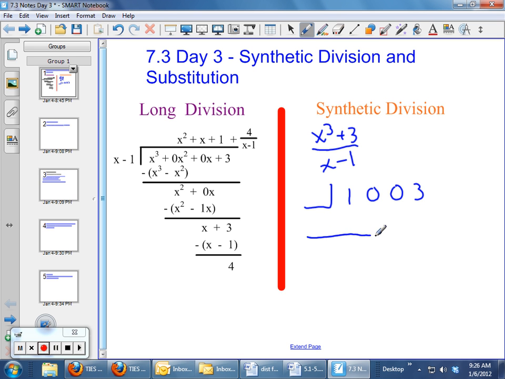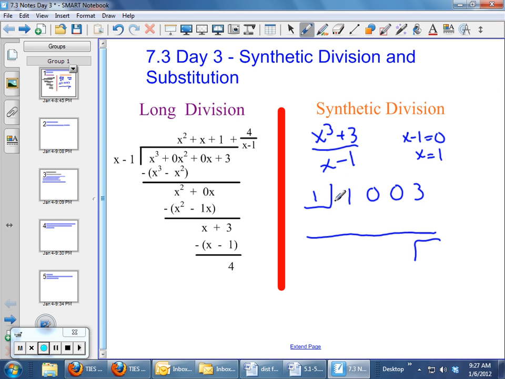Draw a line. So really we're just learning a procedure here that will help us divide polynomials a little bit easier. And then we're going to put another little box down in the corner here, and we'll figure out what that is as well. So we started by writing down the coefficients, and now what we write in this box is what makes the polynomial we're dividing by 0. So what would make this 0 if we did x minus 1 equals 0? We add 1 to both sides and we get x equals 1. So we'd put a 1 up here.